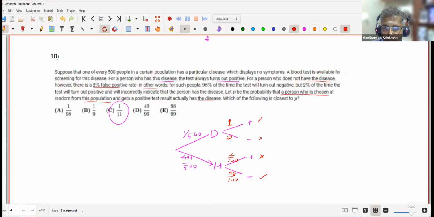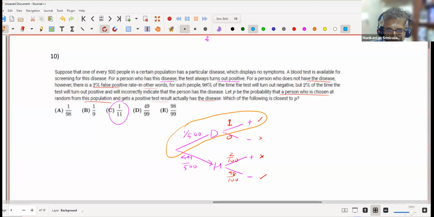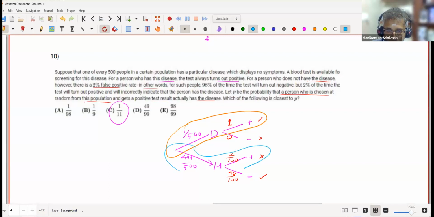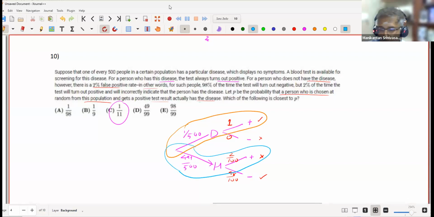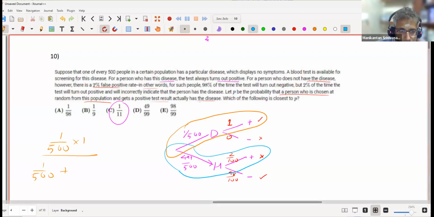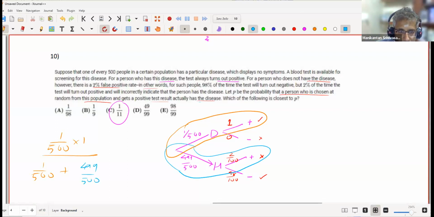So which means we are operating in either this branch or this branch, right? Positive result. And then, which of those that get a positive result actually has the disease, right? So we want to select what fraction is the top branch of the total. So the top branch is 1 by 500 into 1. What fraction is that of the top branch plus the bottom branch? Bottom branch is 499 by 500 into 2 by 100.